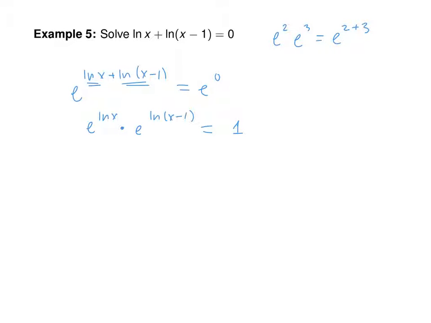We kind of undid the fact that when you multiply things that have common bases, the exponents add, right? So now when this stuff cancels, you end up with x times x minus 1 equals 1. Or x squared minus x minus 1 equals 0.